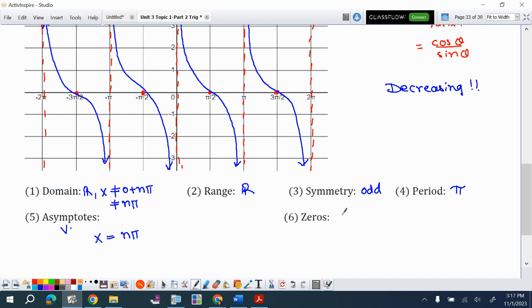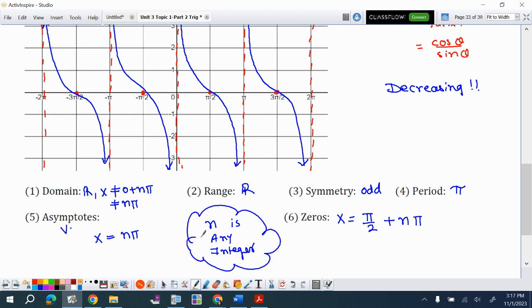So for the zeros, remember, wherever the domain of tangent says x cannot be, the zeros and asymptotes are reciprocal of each other for tangent and cotangent. So here I would say the first 0 is at pi over 2 and it repeats at every n pi. Again, you have to say n is any integer.